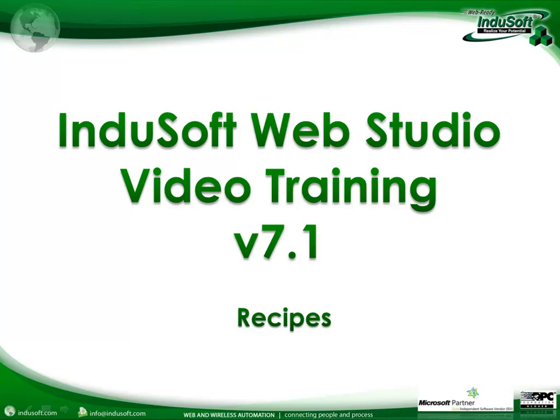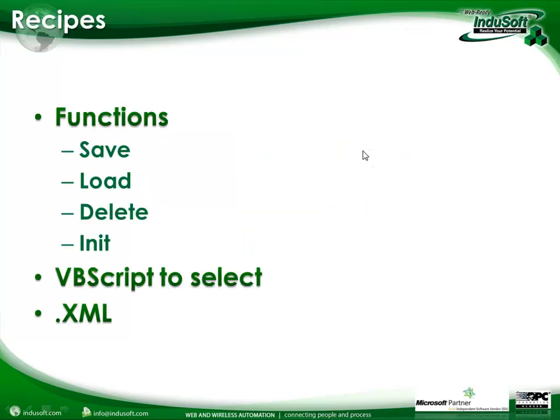Before we get started, I want to talk a little bit about just what recipes are and what we're going to cover in this video. We're going to cover the four different functions that you can use for recipes: saving, loading, deleting, and initializing. We're going to create a VB script to select from a list of available recipes. It's a very handy script to use, and it shows you a little bit more of the advanced techniques in VB script and how to pop open some browser windows to select that, and talk about the XML format saving of the recipes.